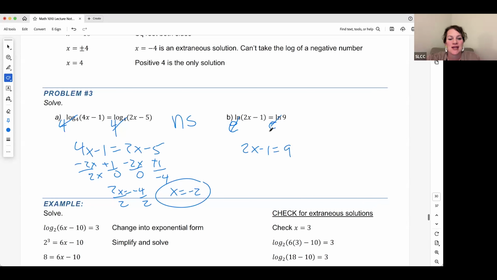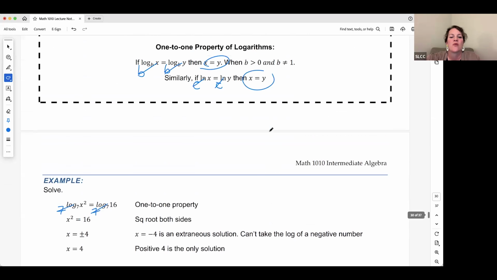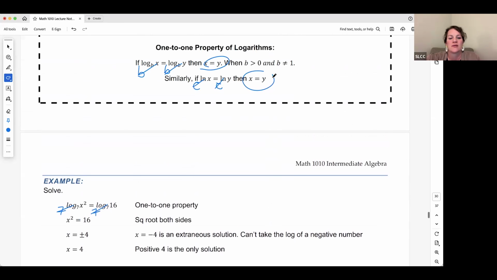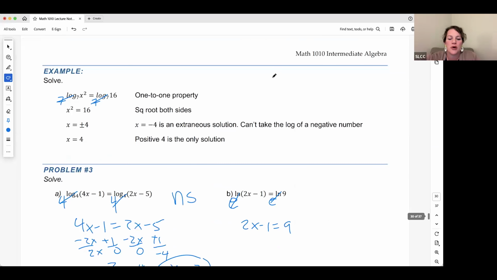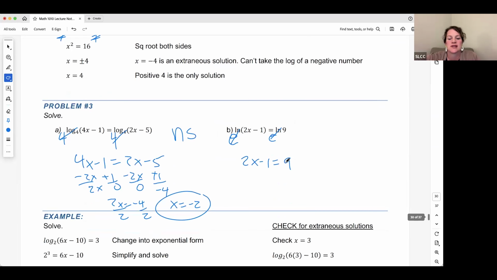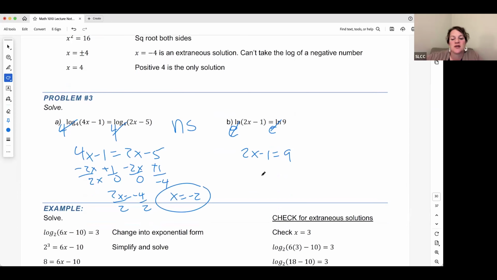Now that's the same idea as saying, oh, the one-to-one property of logarithms. So if that makes sense, you don't have to raise both sides anymore. You just look and know. Boom, 2x minus 1 equals 9. Then you add 1 to both sides, and 2x equals 10, and divide by 2, and x equals 5.